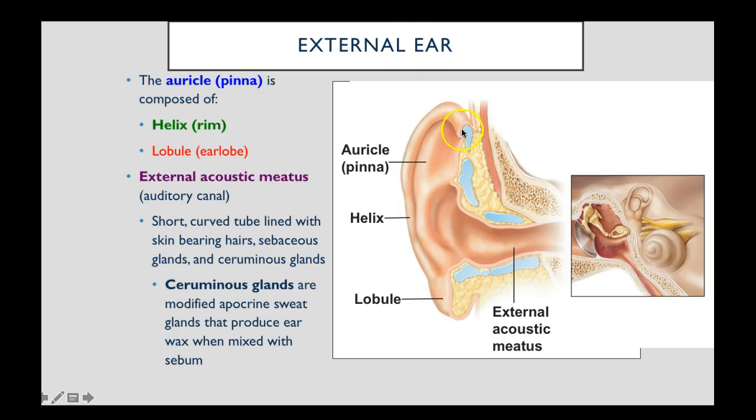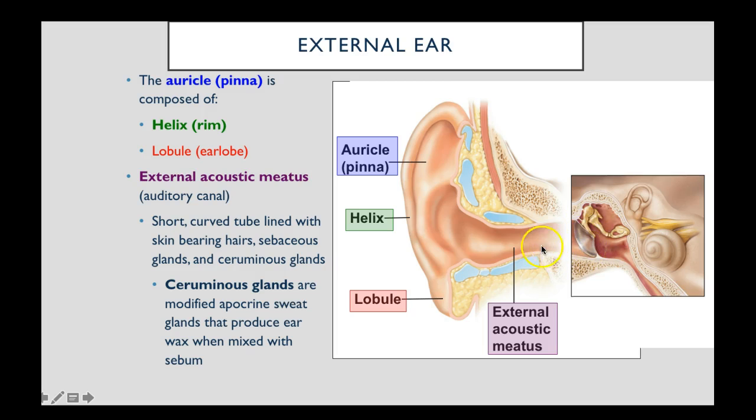We mentioned the auricle or the pinna, which is composed of two different regions. We have the helix, which is the outer portion that is funneled or rim-shaped, and in the inferior region we have the lobule. Next we have the external acoustic meatus. This is just an auditory canal that will help those sound waves channel through all the way to our tympanic membrane, which we indicated in the previous slide.